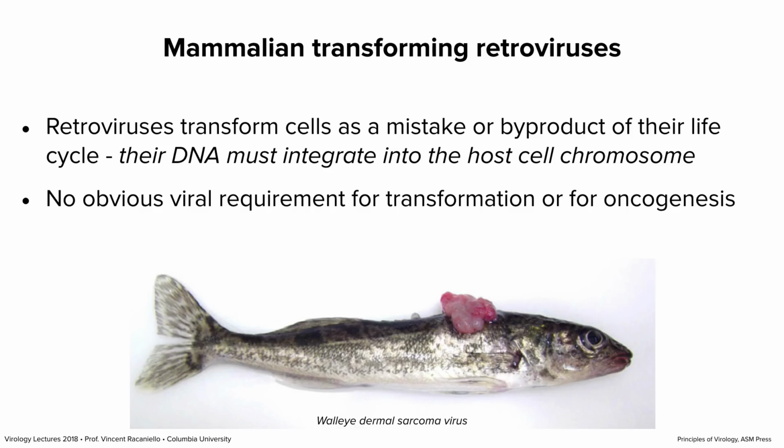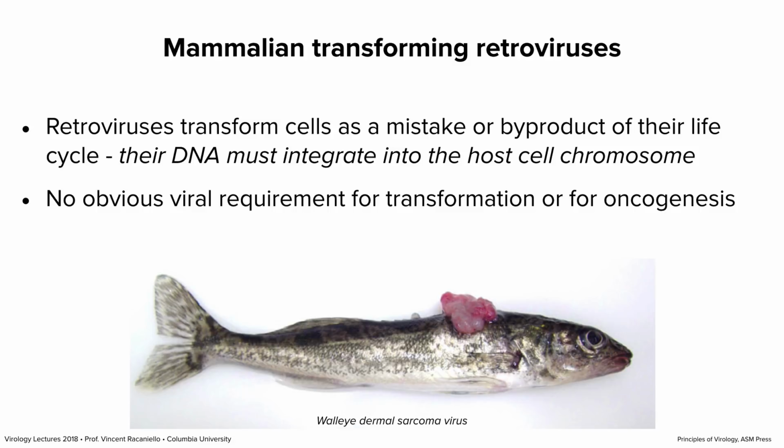So mammalian transforming retroviruses transforming cells is a mistake. This is not required for viral replication. It happens because their DNA has to integrate. Retroviral DNA has to integrate into your DNA in order for the virus to be transcribed. And that step accidentally results in capture of oncogene or cis activation. There is no requirement for transformation or oncogenesis. In order for a retrovirus to replicate, the cell doesn't have to be transformed, it doesn't have to be a tumor. I want to emphasize that this is completely an accident of viral replication.